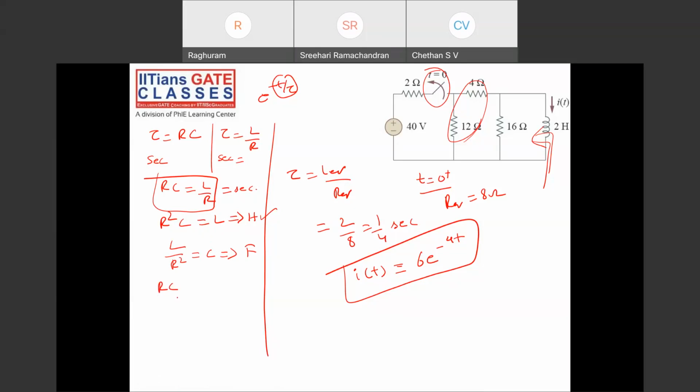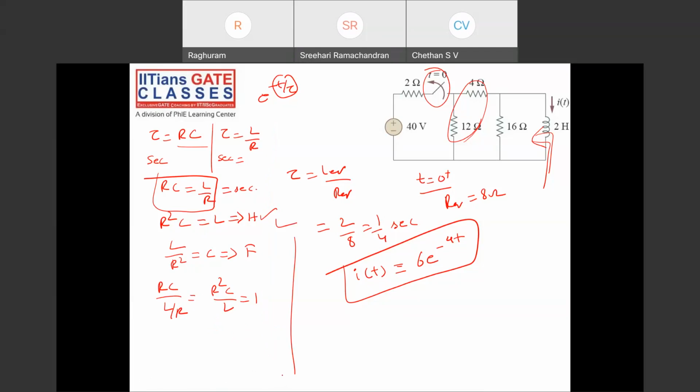RC by L by R, the units are 1. R square C by L is 1. So R square C is again L, which is equal to Henry. That's what I got here, right? Okay, clear.